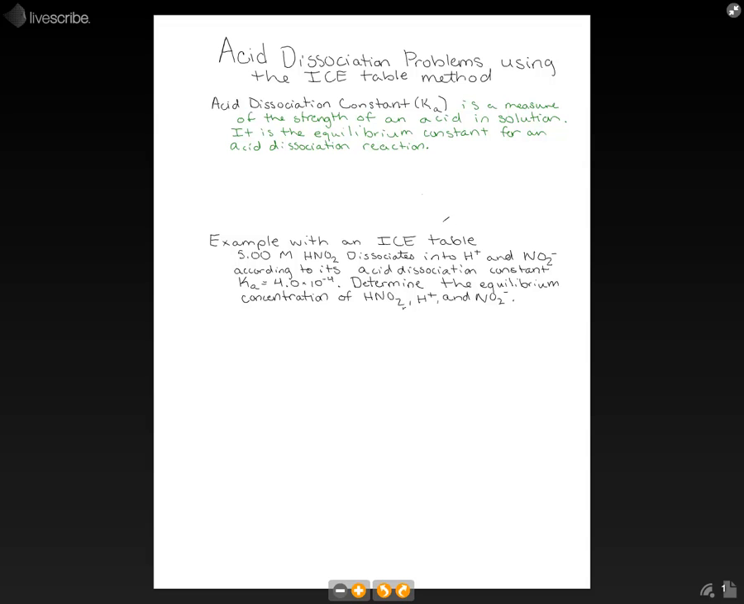So, say we have a reaction where some acid, HA, goes to equilibrium with its counterions, H plus and A minus. Our Ka is going to equal the concentration of our products over the concentration of our reactants, just like a normal equilibrium constant.